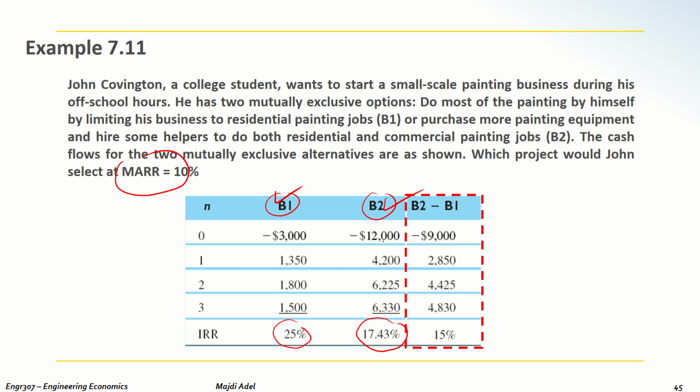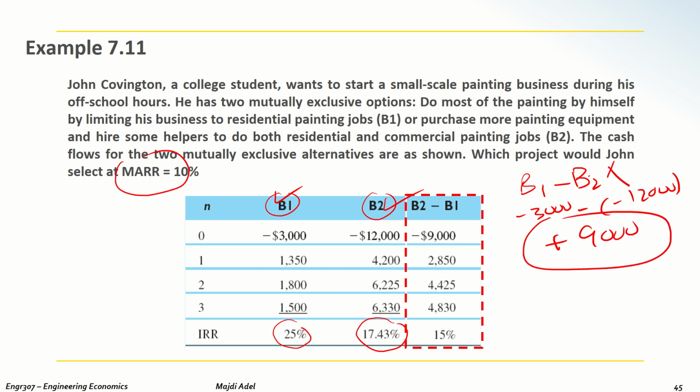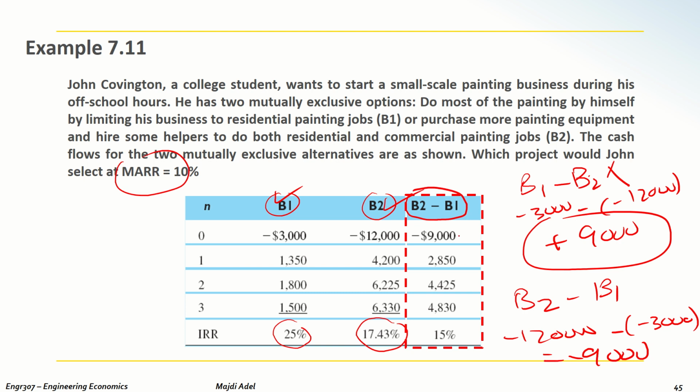Minus 3,000 minus 12,000. If I took B1 minus B2, minus 3,000 minus 12,000, which is going to be positive 9,000. So this is rejected because it will generate a positive investment. So we reverse it. B2 minus B1, which is minus 12,000 minus 3,000. The answer is minus 9,000. So the incremental analysis should be B2 minus B1 because the first transaction is negative.